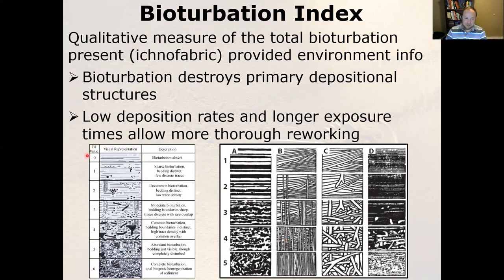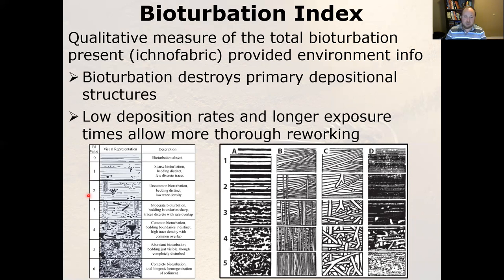And it's a scale of 0 through 5, or sometimes 6, where 0 means bioturbation is absent. All the primary structures are still there. Microlaminations are still there. Everything's fine. Nothing's been disturbed at all. This is pretty common in anoxia, where there are no critters and nothing's disturbing the sediment after it's deposited. In a little bit more harsh environments, you might get a little bit of burrowing here and there, but the bedding is still pretty distinct and it's only disrupted in a few different places.